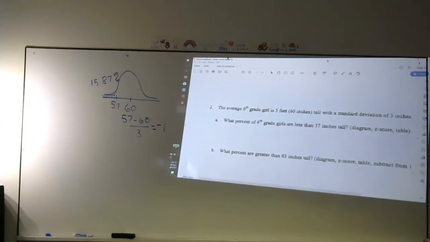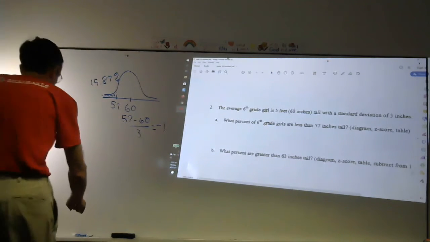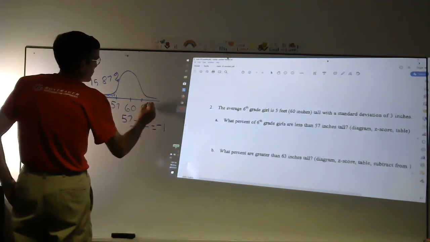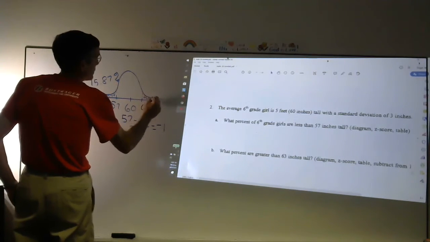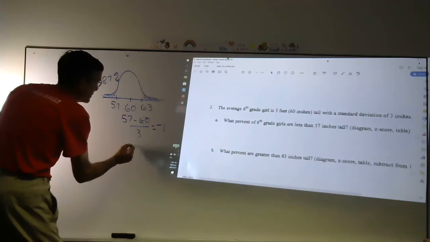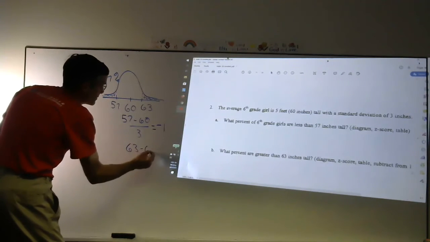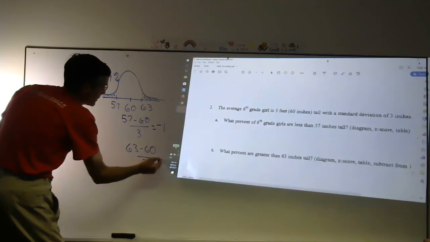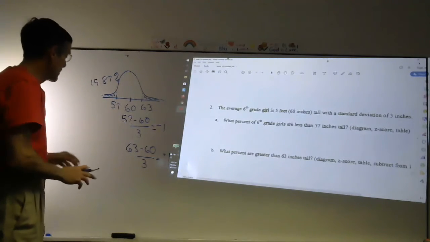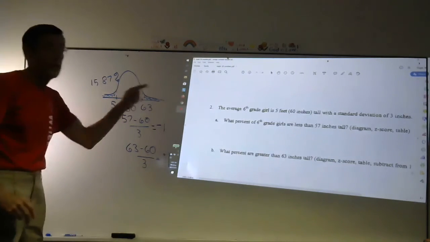How about part B? What percent of girls are greater than 63 inches tall? Okay, so let's go up to our same picture. Up here, this is 63. We want this side over here. So set it up again: 63 minus 60 over 3. This time it is +1. Now we have to be careful because it's above 63.